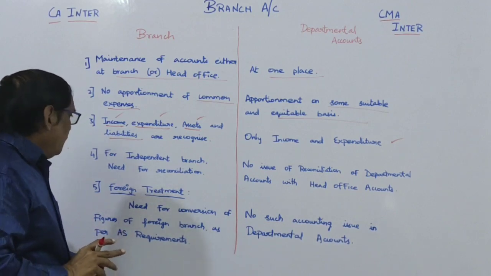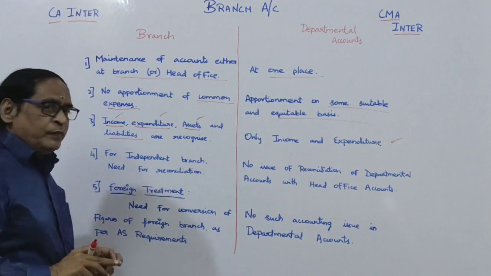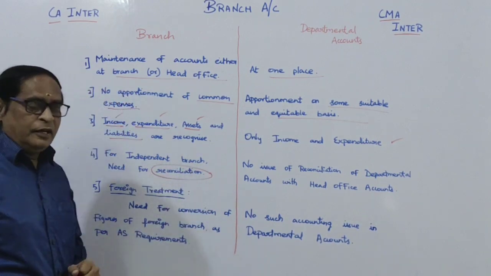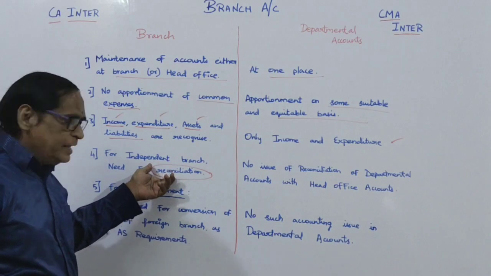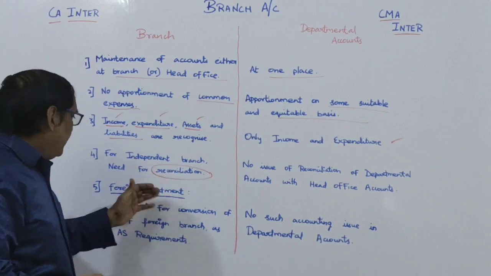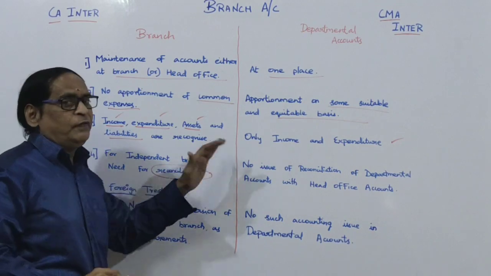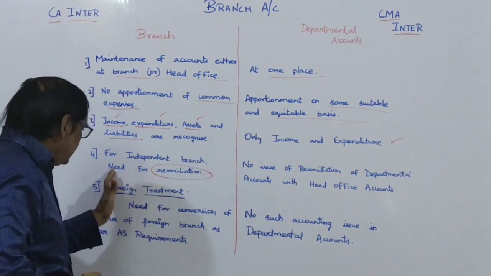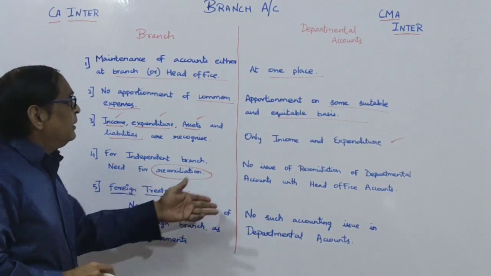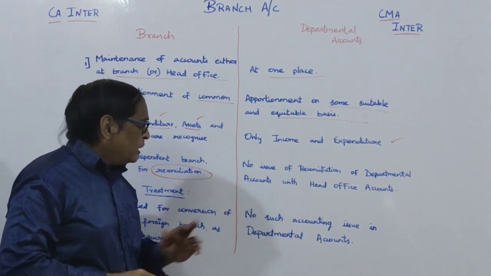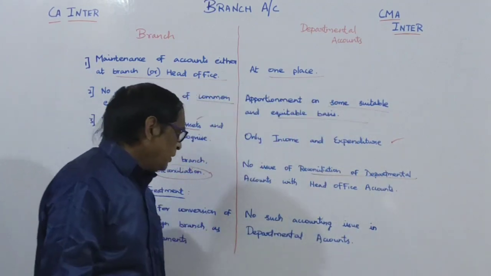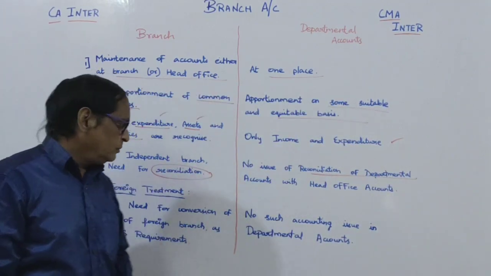And then for independent branch, I am going to talk about reconciliation. Normally a reconciliation is needed in case of branches between head office and branches. If it is an independent branch, there is need of recognition. But in departmental accounts, there is no issue of reconciliation of departmental accounts with the head office account.